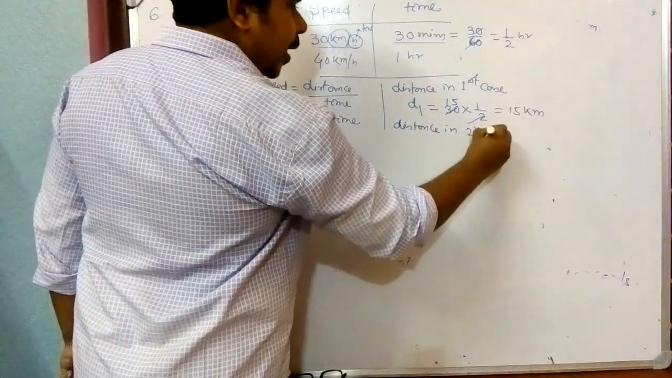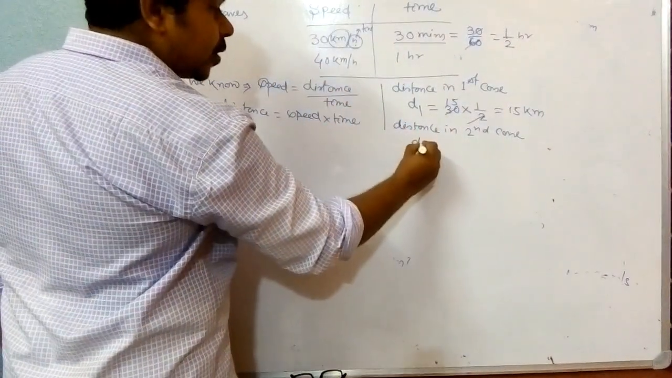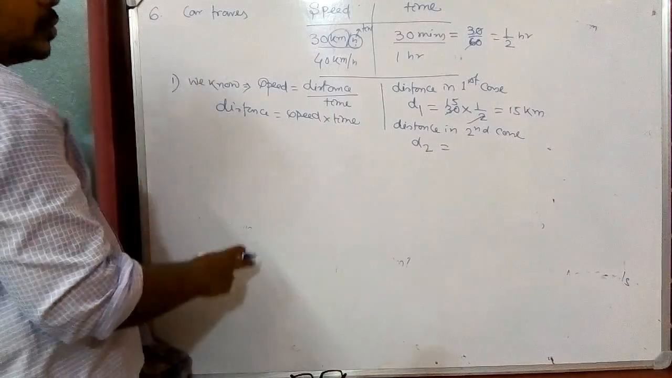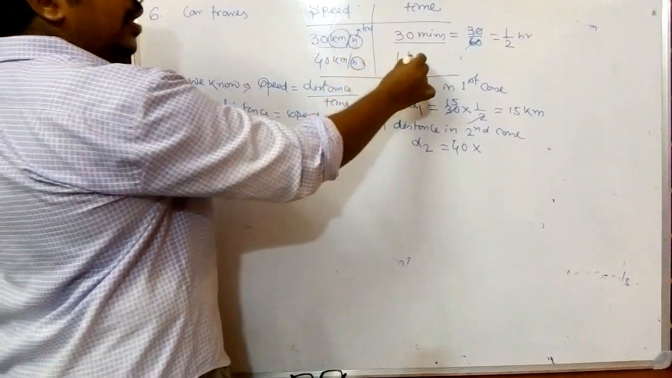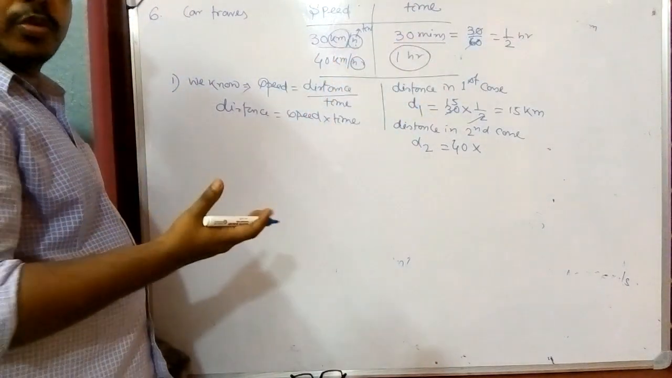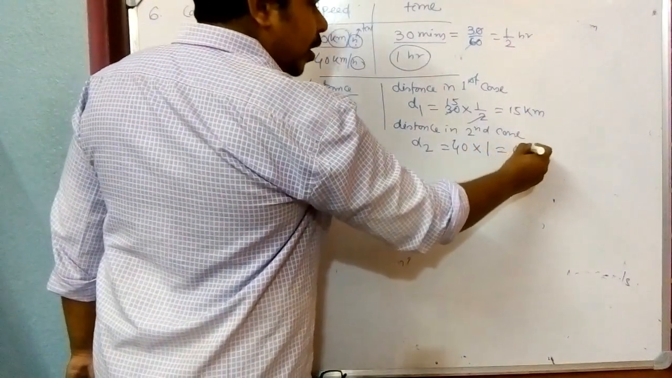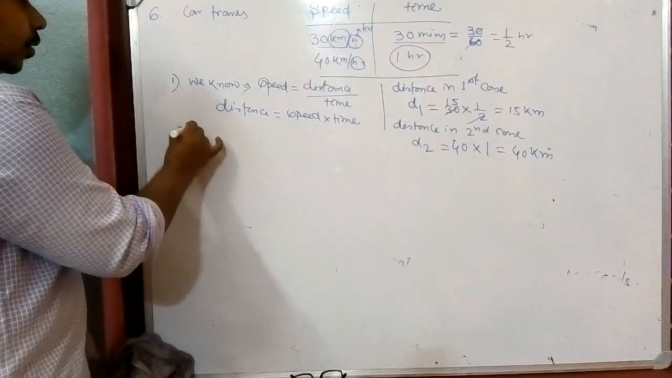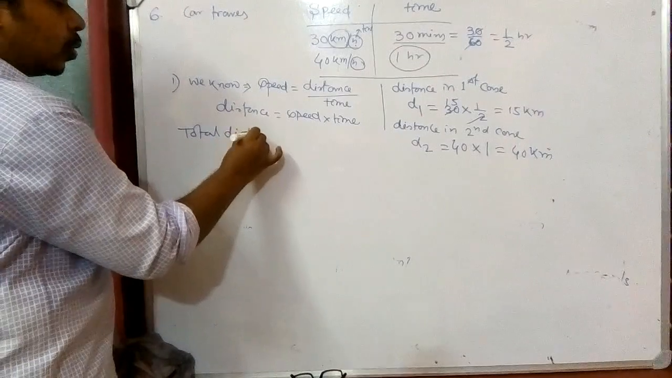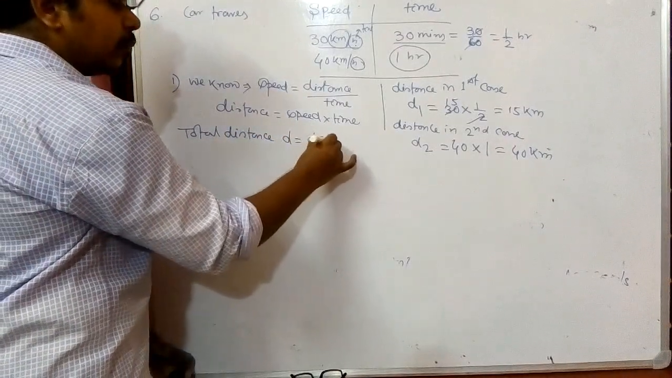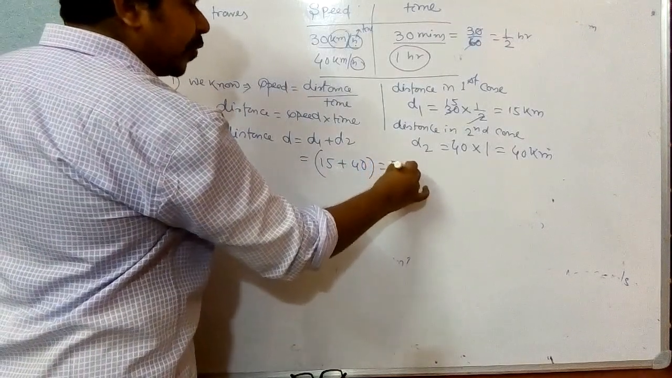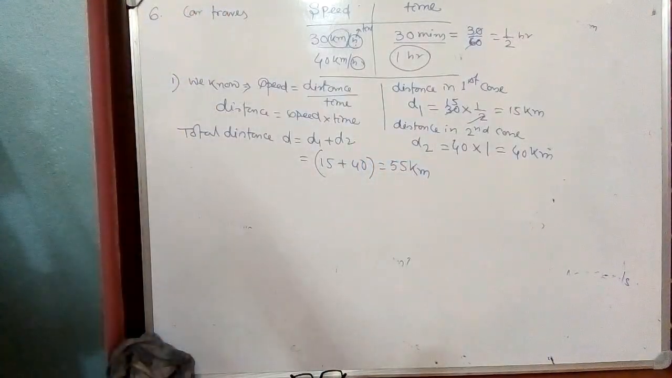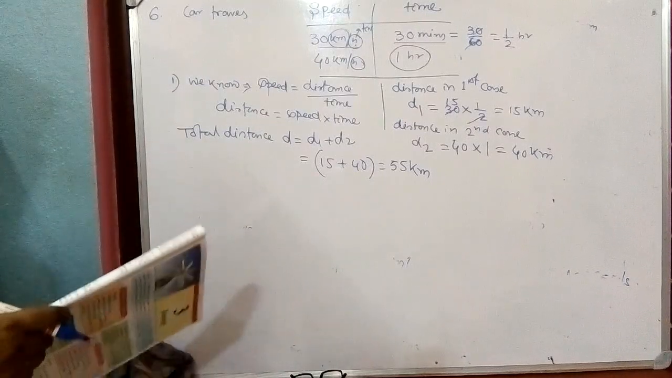Coming to distance in the second case. So in the second case, we are taking the distance as D2. Okay. So what is the speed of the body? Because the equation is the same, speed into time. So speed will be 40. Time is how much? 1 hour. Here you see the unit of speed is per hour, and time is given also in hour. So there is no change. We don't need to make any change. 40 into 1. So it is 40 kilometer. Now, what is the total distance? So total distance D equals D1 plus D2. So D1 equals 15 plus 40, 55 kilometers. Okay, so the total distance covered by the car is 55 kilometers.